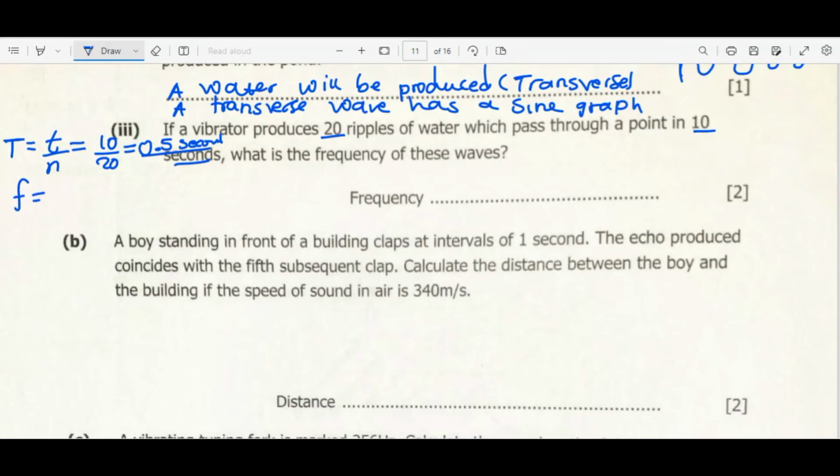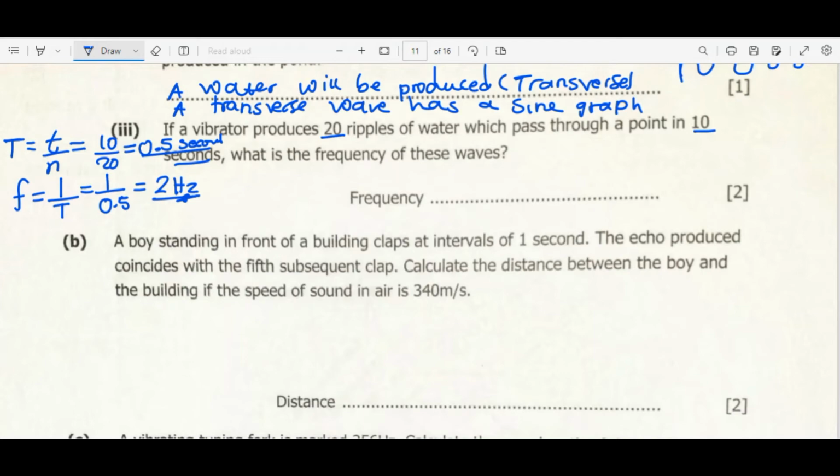Now, how can we proceed to calculate the frequency? We'll say frequency is equal to 1 divided by period, which is 1 divided by 0.5. Whenever you divide a number by 0.5, you just double that number. So this is the same as 1 times 2 is 2 hertz. This is our final answer.